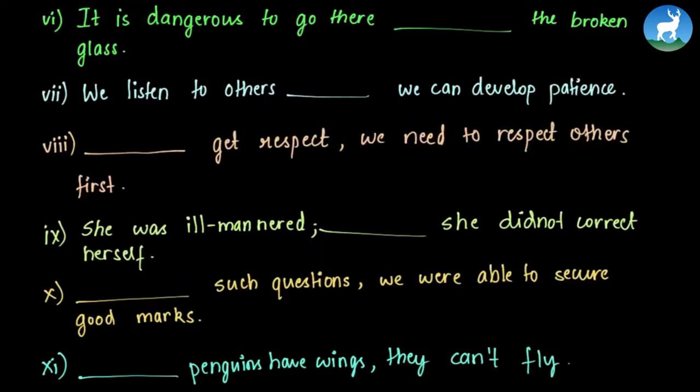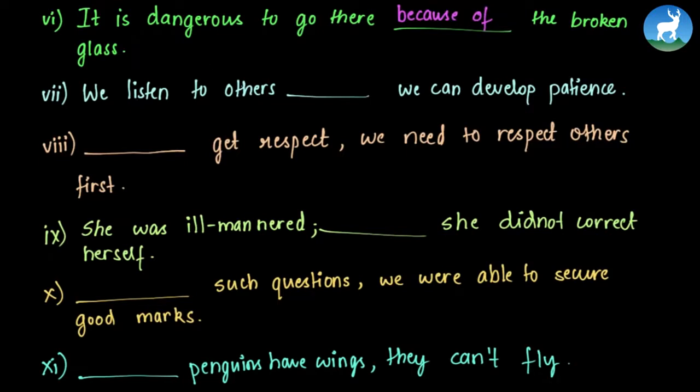Next we have, it is dangerous to go there, the broken glass. So again, we need a reasoning connective here to connect these two sentences, because it's dangerous to go there and the reason is the broken glass. So we can say, it is dangerous to go there because of the broken glass.